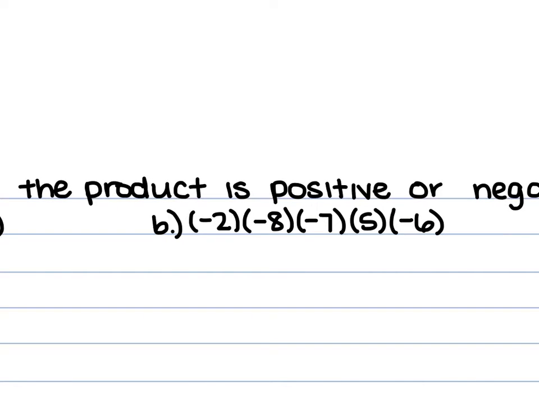For B, we have a negative 2, a negative 8, a negative 7, a positive 5, and a negative 6. The negative 2 and the negative 8 would become positive. The negative 7 and the negative 6 would also become positive. And that 5 is positive, so our answer is positive.